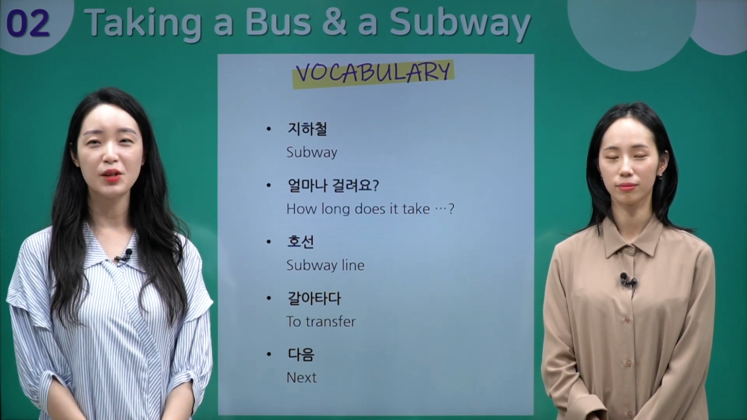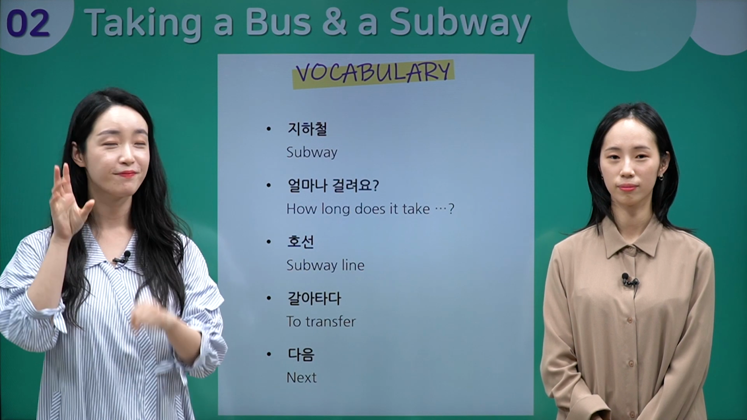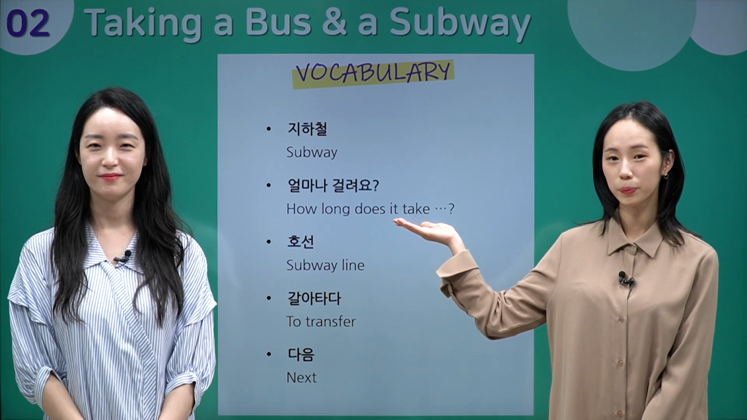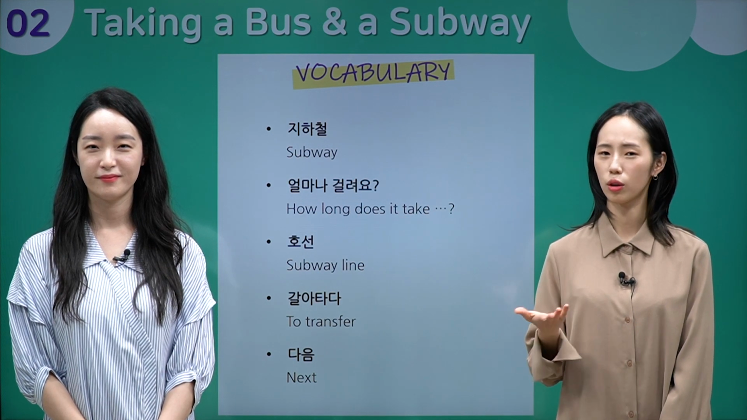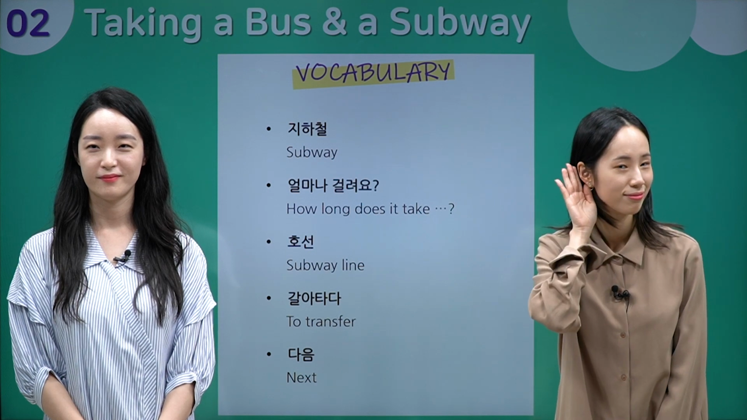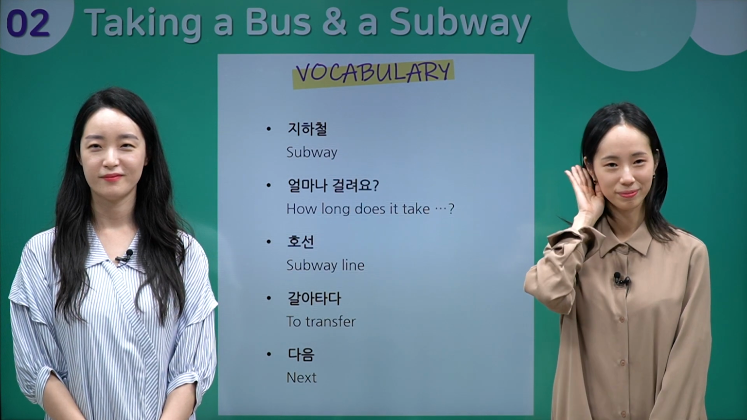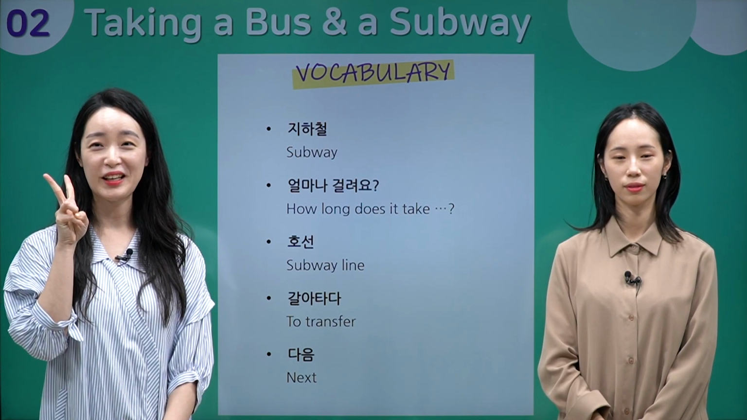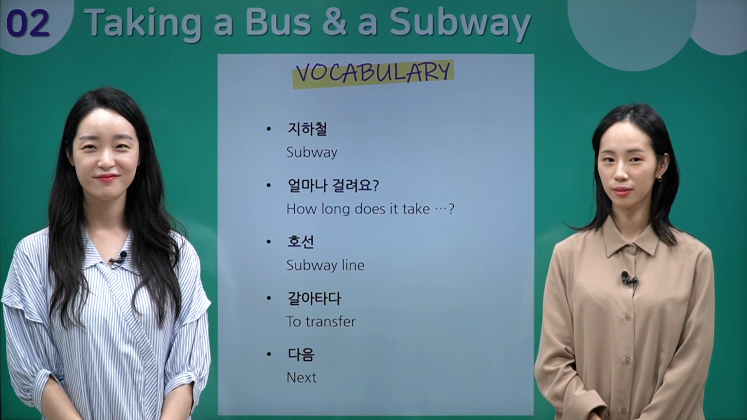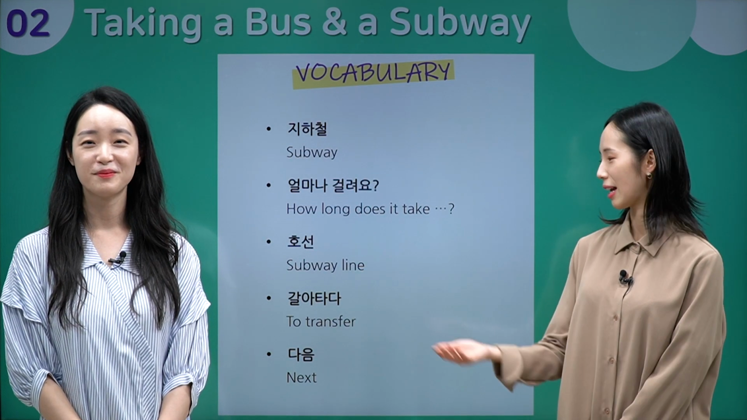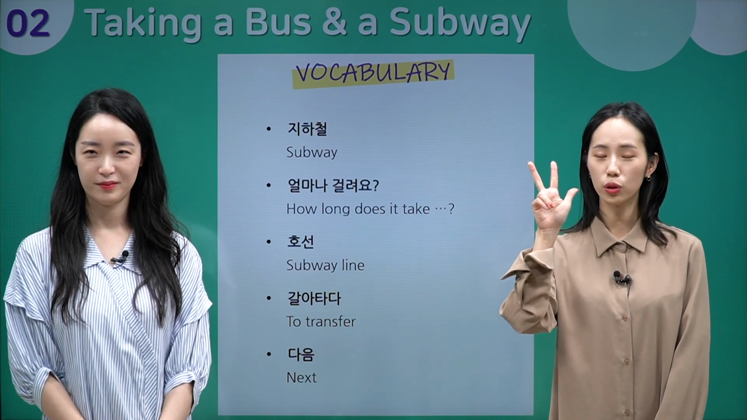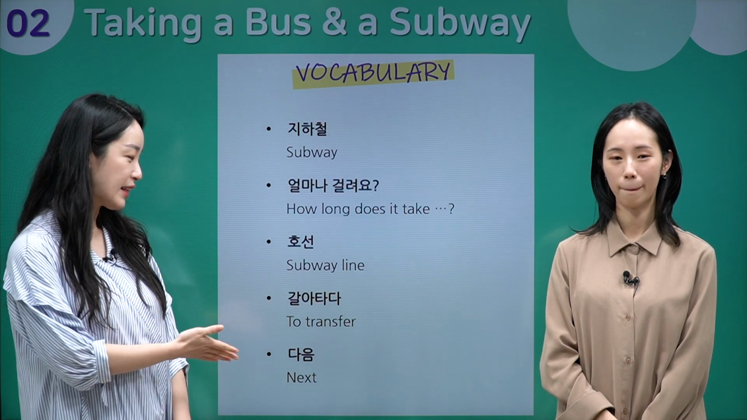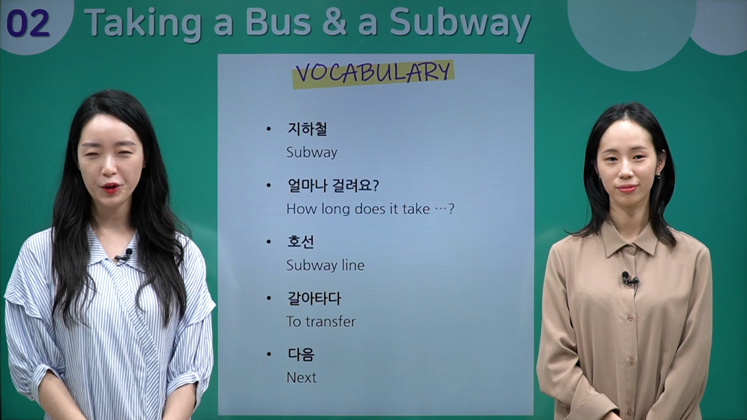지하철. 지하철로 20분쯤 걸려요. 얼마나 걸려요? 홍대 입구까지 얼마나 걸려요? 호선. 2호선으로 가려면 어떻게 가야 돼요? 갈아타다. 3호선으로 갈아타세요. 다음 역이 명동역이에요.